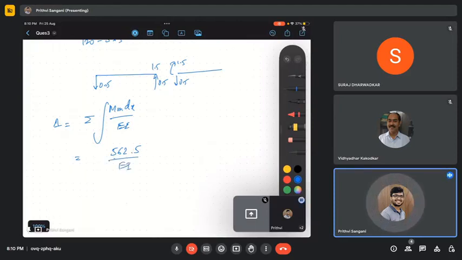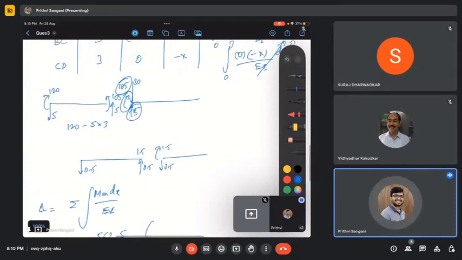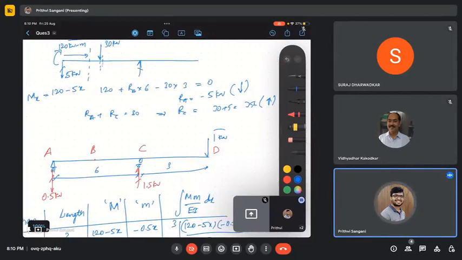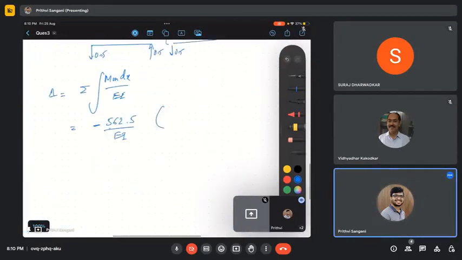So in this, I'm getting delta as minus. So what does that mean? I have assumed delta to be positive downwards, right? So this is positive, which is downwards, but I'm getting minus. That means the delta is upwards. The deflection is actually upwards. So delta is 562.5. Again, you need to mind the units correctly.